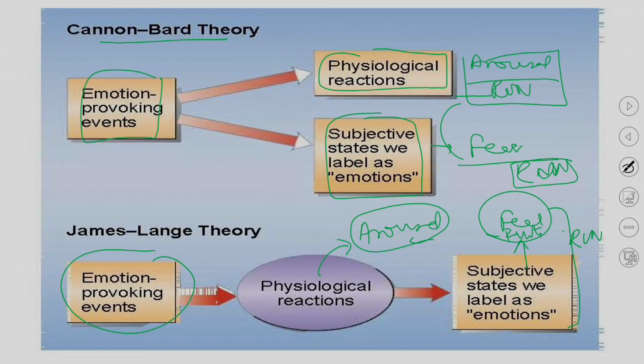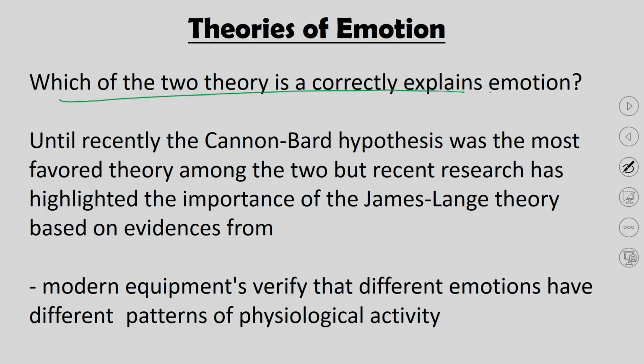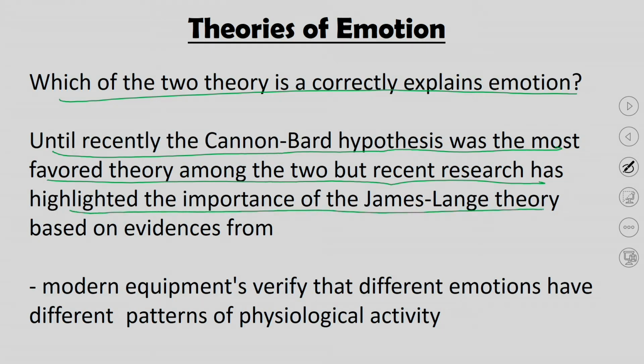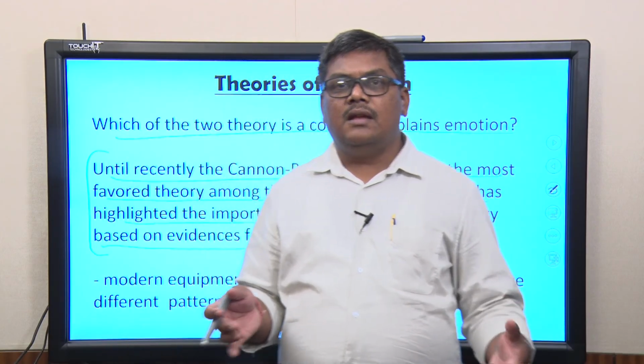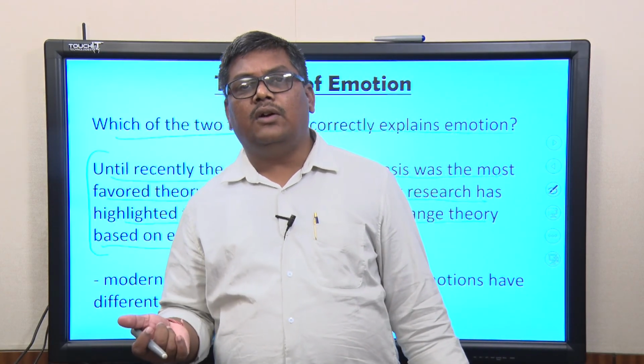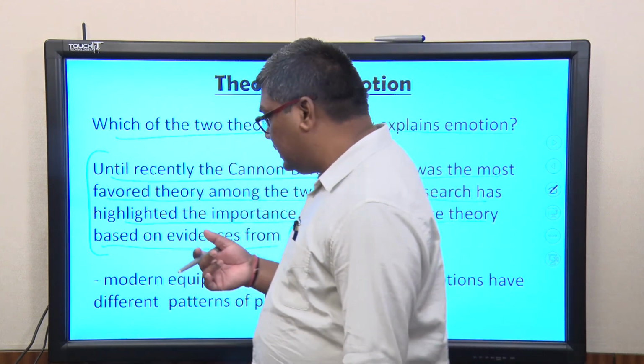Now, the question is which of these theories is right? Which of these theories is actually supported by scientific evidence, and correctly explains emotion? Until recently, the Cannon-Bard hypothesis was the most favored theory among the two, but recent research has highlighted the importance of the James-Lange theory based on certain kinds of scientific evidence. What are the scientific evidences? The Cannon-Bard theory seems more plausible: we feel afraid and start running at the same time, a tiger comes in and that is what happens. But the James-Lange theory is what is supported nowadays, and it has some proof from scientific experiments.